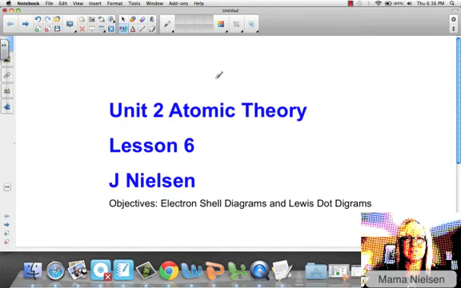Okay, this is Unit 2 Atomic Theory, Lesson 6. We've only got about one more lesson left in this unit, and that will be it for atomic structure. So today we're going to talk about electron shell diagrams and Lewis dot diagrams.